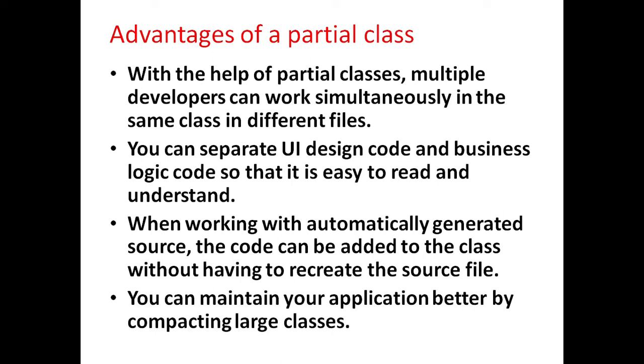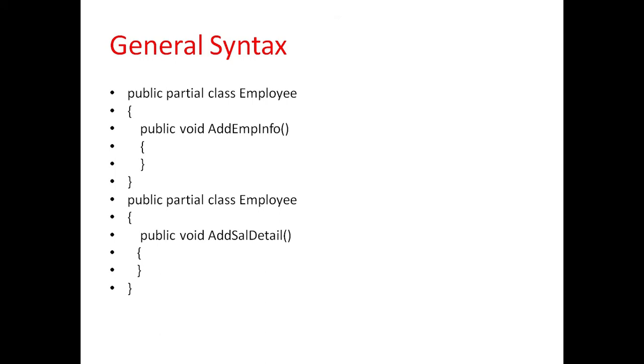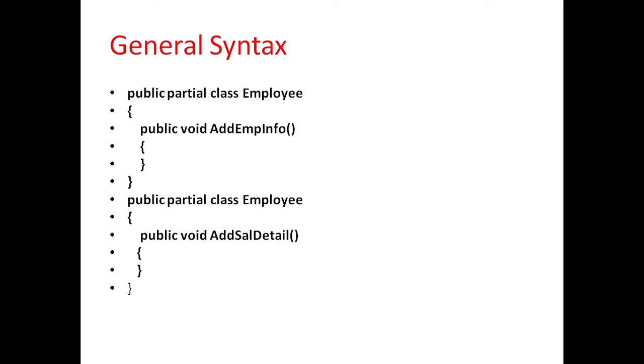You can maintain your application better by compacting the large classes. That is, suppose you have a class that has multiple interfaces, so you can create multiple source files depending on the interface implemented. It is easy to understand and maintain an interface implemented in a source file that has a partial class. General syntax for defining a partial class is: public partial class employee, in which you can write a method, and again public partial class employee, in which we can write another method.